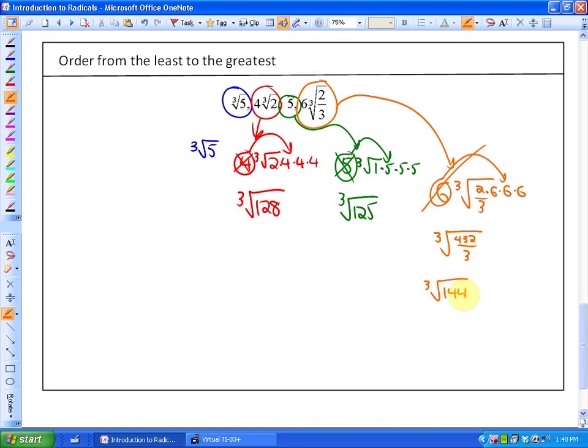So in ordering from least to greatest, now that we have the same index and just entire radicals, if you look at what is inside the radicand, you can see that the smallest one by far is cubed root of 5. You can see that the second smallest from least to greatest would be this guy here. Third would be cubed root of 128, and the largest or greatest would be cubed root of 144.